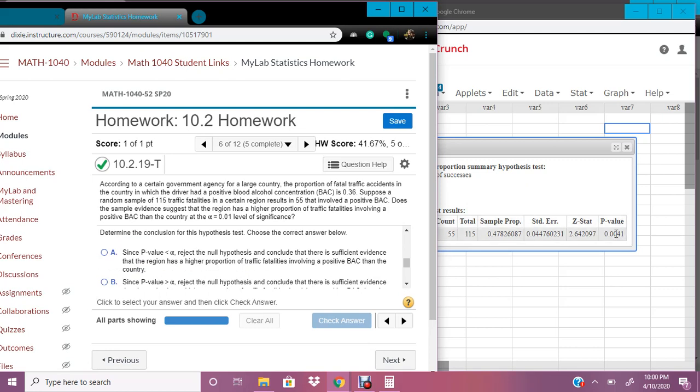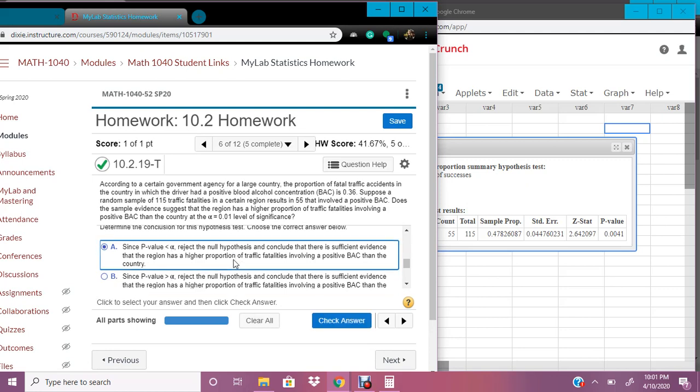And so now we're going to compare our p-value to our level of significance. And so this 0.004 is less than 0.01. And so if our p-value is smaller than this level of significance, then we're going to reject the null hypothesis.